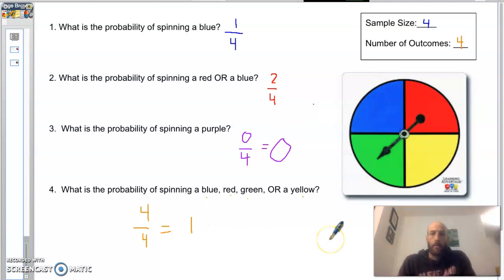And so we see here we have the full range of all probabilities. We have something that is impossible, represented by a probability of 0. Something that is 100% certain that will happen, which is a probability of 1. And then we have some things that are in between. Sometimes it will happen and sometimes it won't happen. So for example, 2 out of 4 or 1 out of 4.